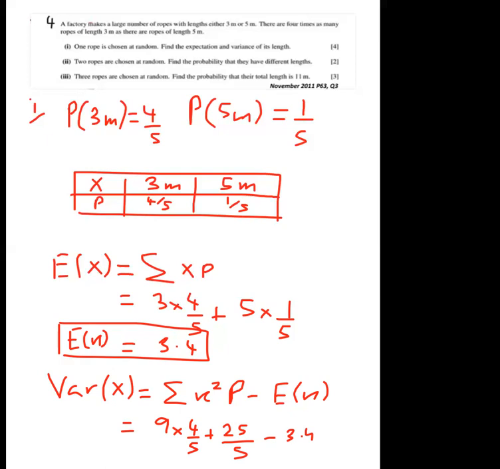Sorry, the expected value's square. So it will be minus 3.4 square. So this is coming 0.64. Variance of x is coming 0.64. So yeah, that is the first part, expected value and variance.